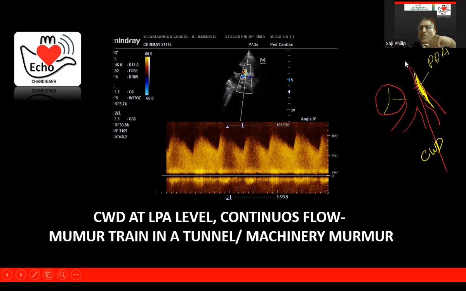the continuous wave Doppler cursor within this LPA side, you get this continuous flow. Both diastolic and systolic flow is filled. So there is a murmur when you auscultate. There is a machinery murmur or a train in a tunnel murmur.